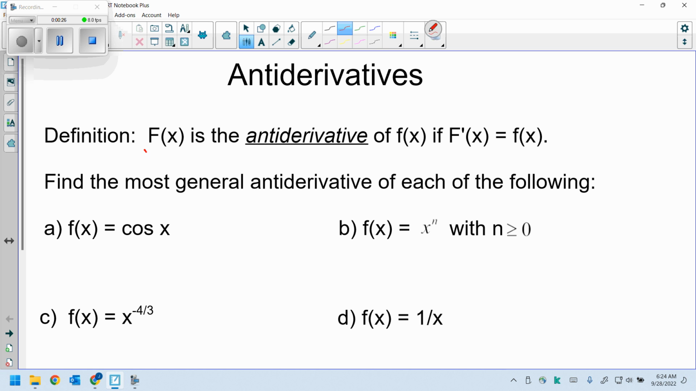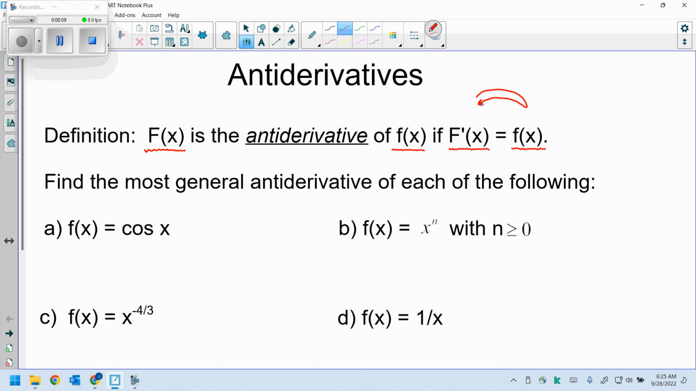Now it says here that capital F is the antiderivative of lowercase f if lowercase f is the derivative of capital F. So capital F is the antiderivative of little f as long as little f is the derivative of capital F.